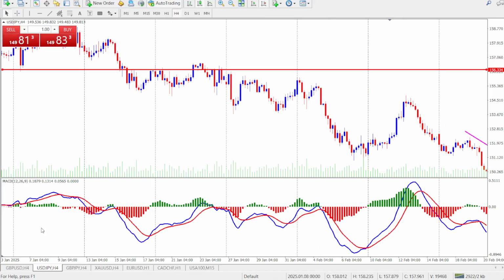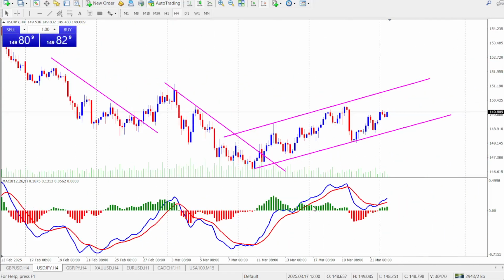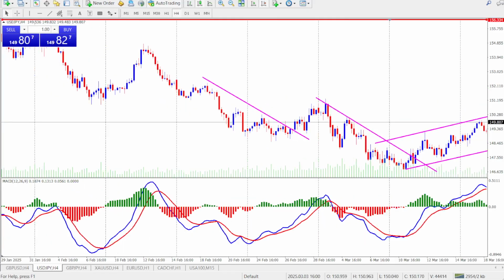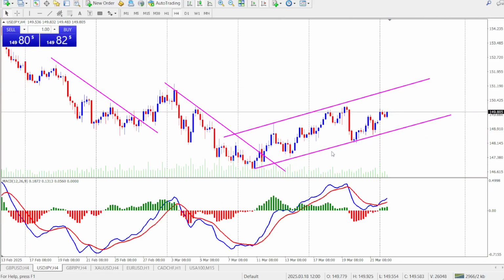Now, talking about the zero line crossover strategy, this is just a brief recap as we are rounding up already. When the MACD 2 line crosses above the zero line, it indicates a buy signal. And when the MACD 2 line crosses below the zero line, it suggests a sell signal. But ensure that you combine this indicator with price action and support and resistance levels for stronger trade confirmations. It's very, very important.